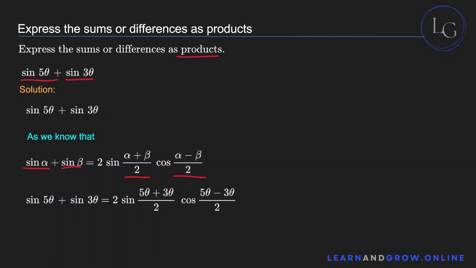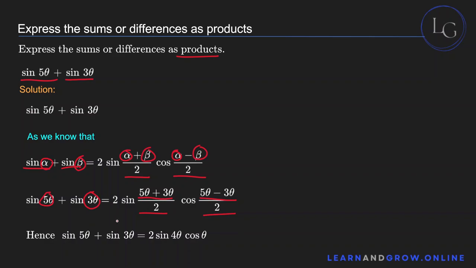And so you can replace this alpha over here with 5 theta and this beta over here with 3 theta. And you'll replace them over here as well. And so you get this. Now just add 5 theta plus 3 theta over here and 5 theta minus 3 theta over here. And you get this, okay?